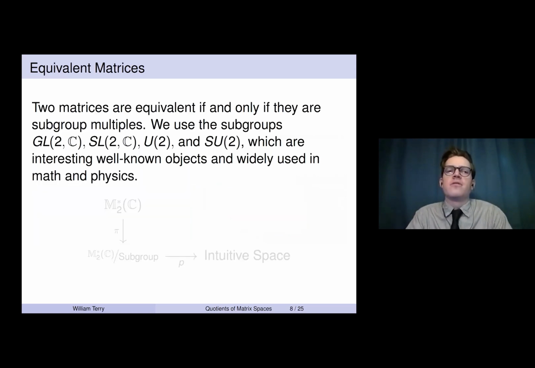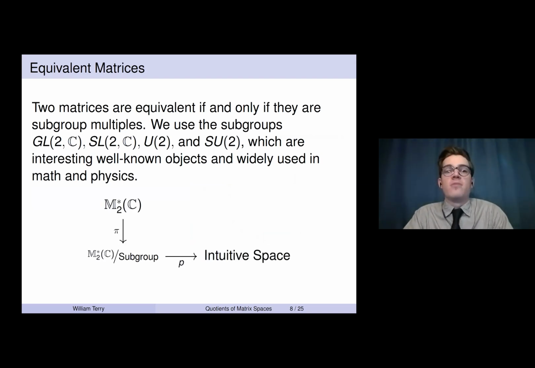Bringing this all together, two matrices are considered equivalent if and only if they are subgroup multiples of each other. We use the subgroups GL2C, SL2C, U2, and SU2, which are interesting and well-known objects that are widely used in math and physics. Each of these subgroups progressively gets smaller, and as we'll see, the topological properties of the quotient space will change qualitatively. Choosing to quotient out by GL, SL, U, or SU would be like, in the ball pit example, choosing to separate the balls by color or by age or maybe by level of damage.